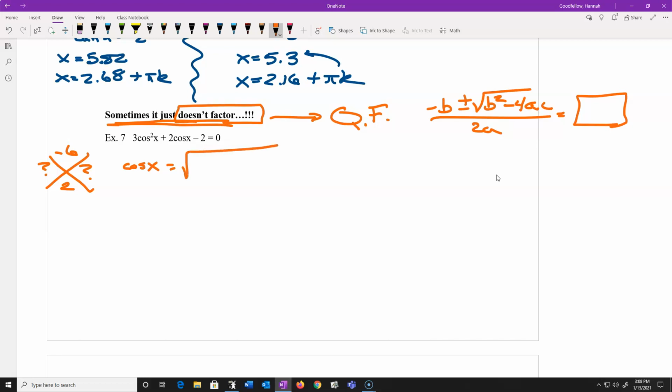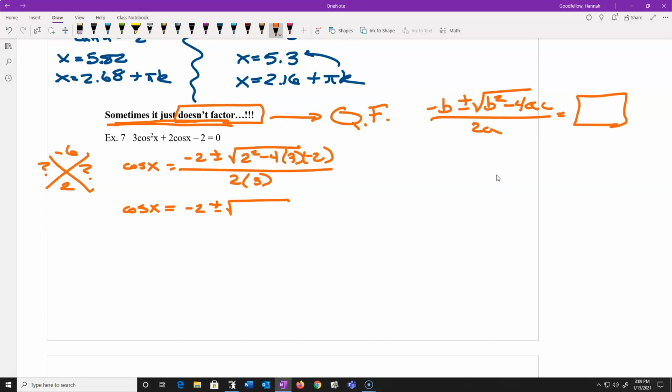So let's see what the values are going to end up giving me. So negative of 2 plus or minus the square root of 2 squared minus 4 times 3 times negative 2, divided by 2 times 3. And I'm still dealing with cosine of x is equal to this. And we're really going to end up with 2 possible solutions that we need to check. And that's going to be negative 2 plus or minus. Now remember that that's really 2 concepts there. The square root of, that's going to be positive 24 added to 4 is 28, I believe.